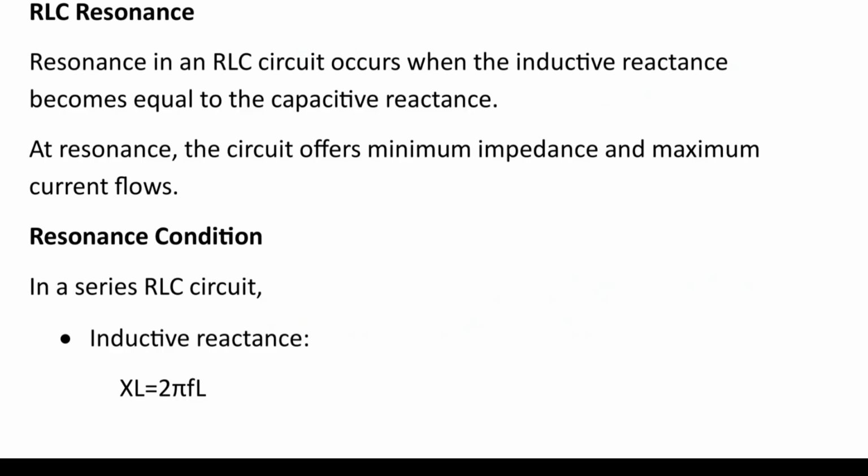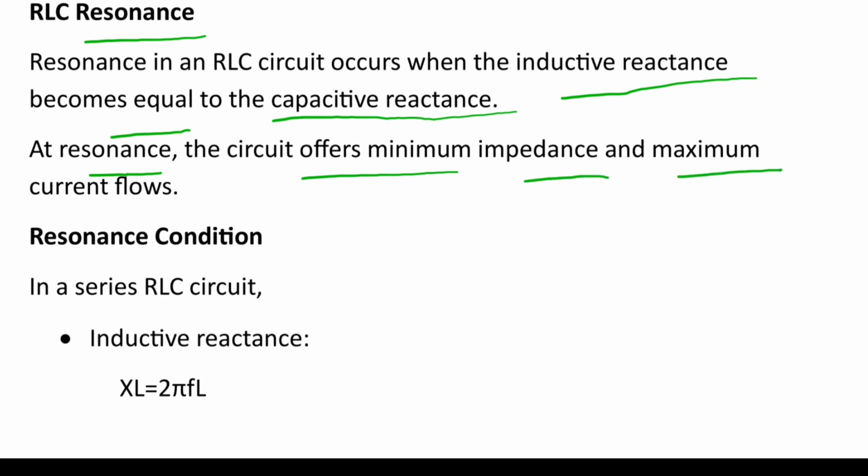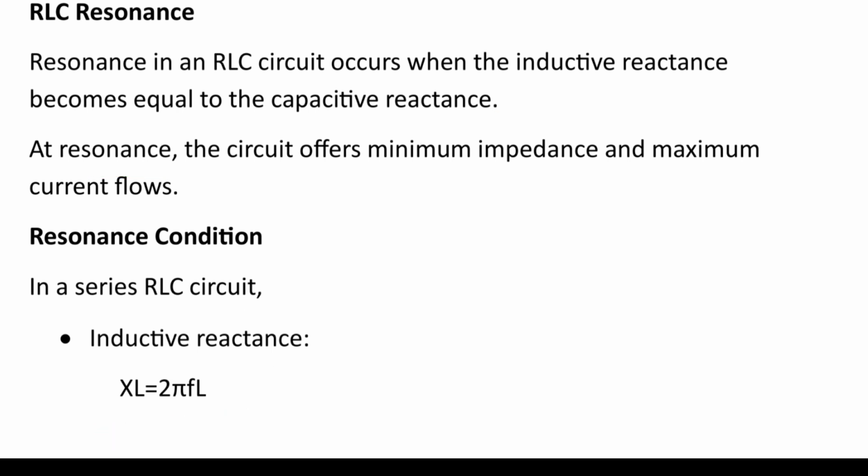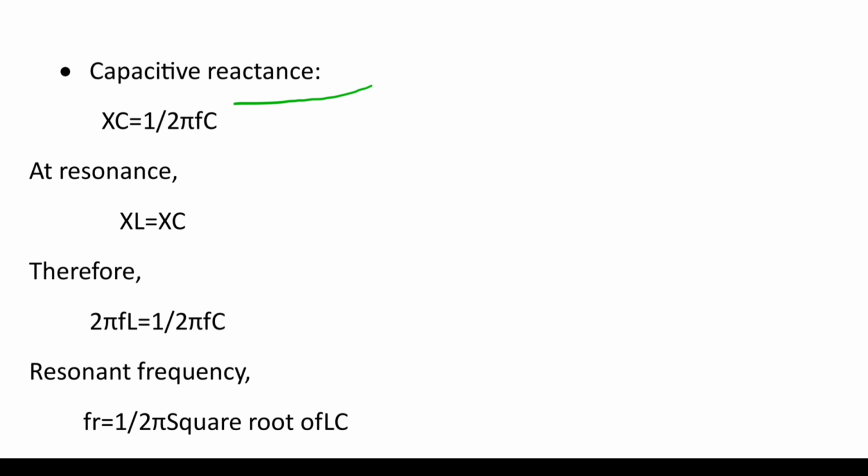Before that, what do we mean by RLC resonance? It is a circuit condition that occurs when inductive reactance becomes equal to capacitive reactance. At resonance, the circuit offers minimum impedance and maximum current flow. Coming to the condition, in the circuit, inductive reactance XL is equal to 2 pi f L, and capacitive reactance XC is equal to 1 by 2 pi f C. According to the definition, XL is equal to XC.